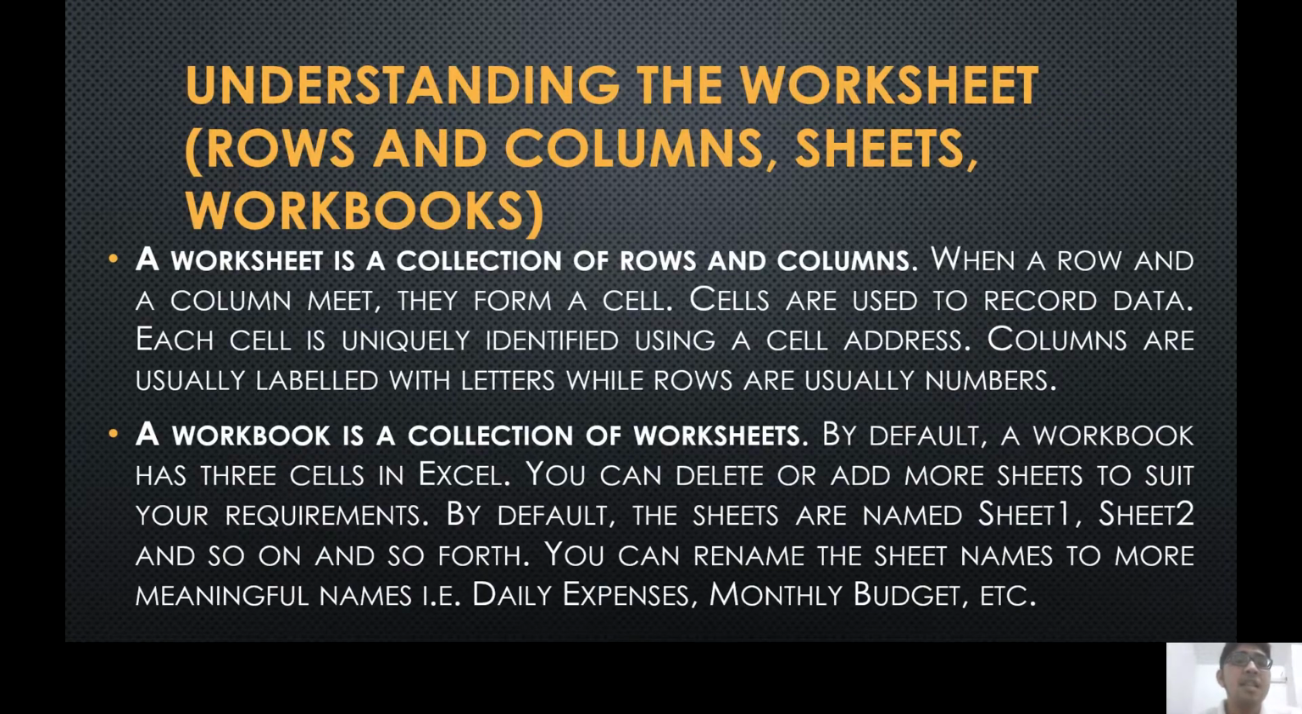So we need to understand the worksheet, the rows and columns, the sheets, and the workbooks. What is the difference between them? Of course, the rows are represented by numbers, and the columns, as we have discussed, are represented by alphabetical letters, A, B, C, D. Now, the worksheet and the workbook. A worksheet is a collection of rows and columns. When a row and column meet, they form a cell.